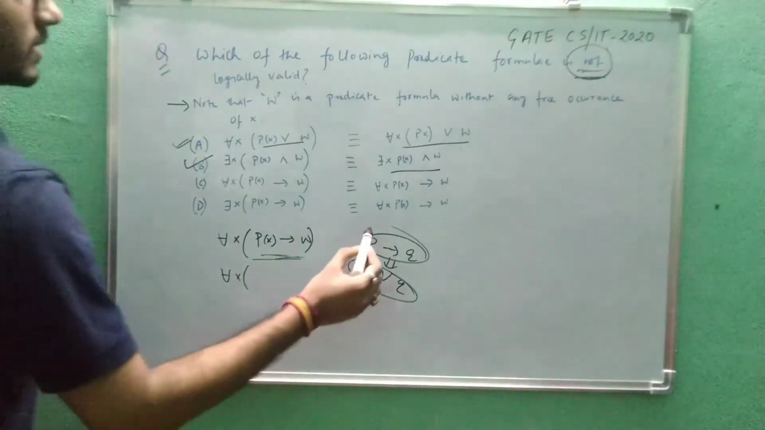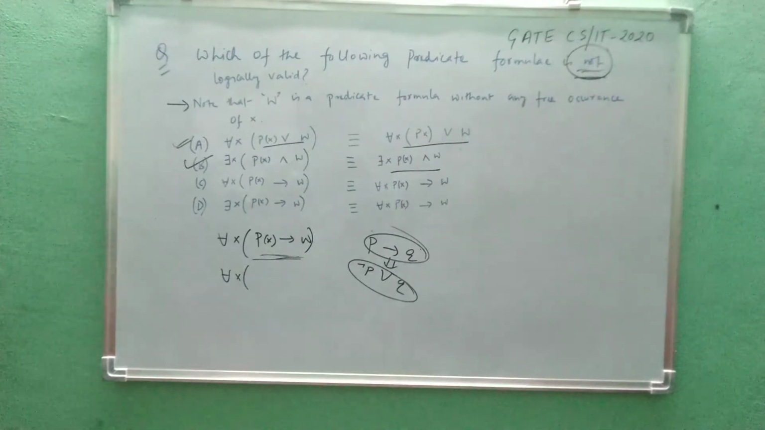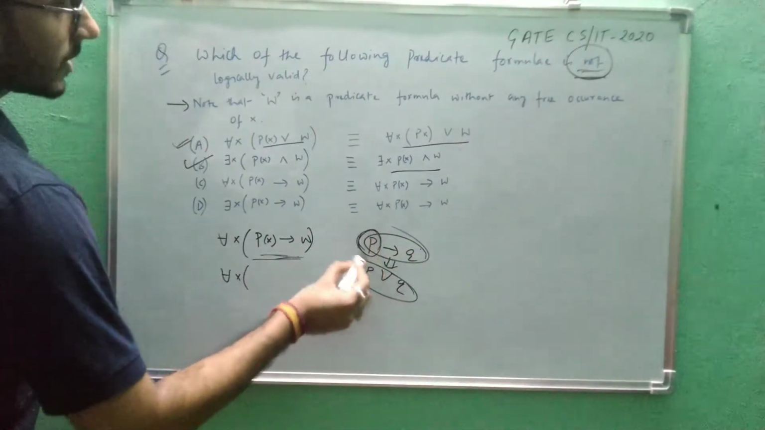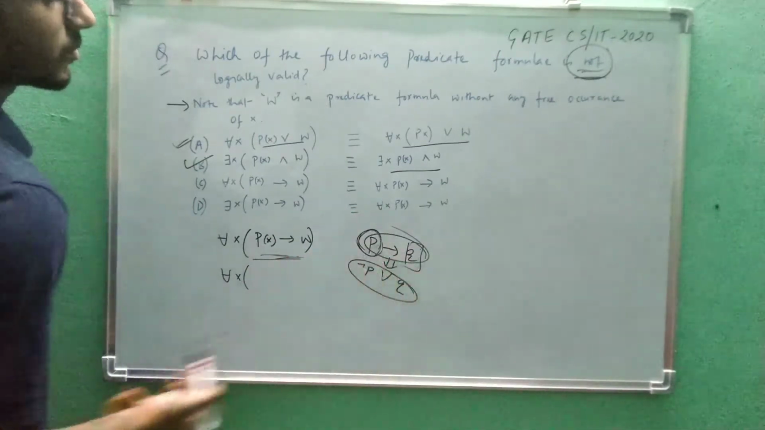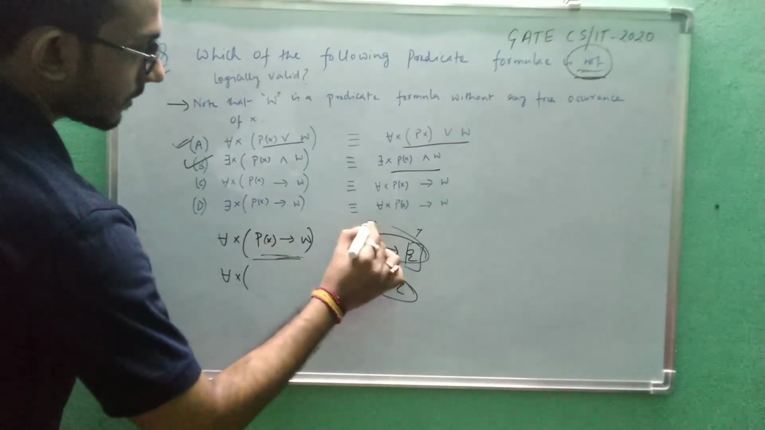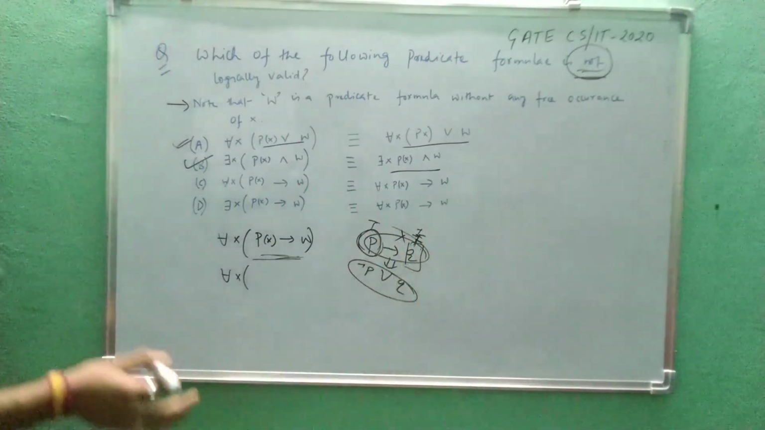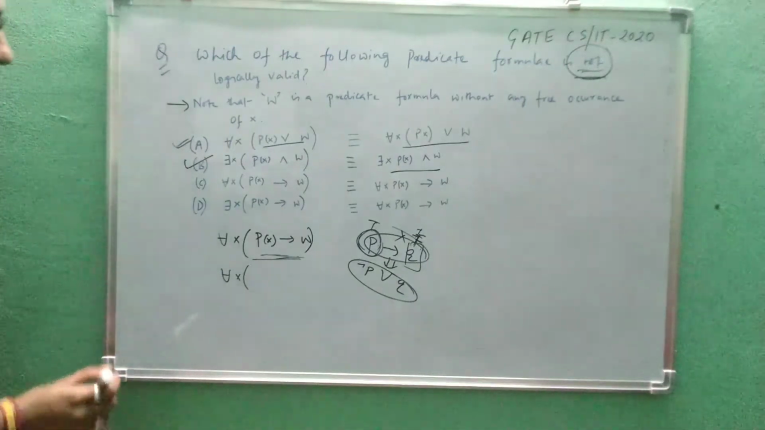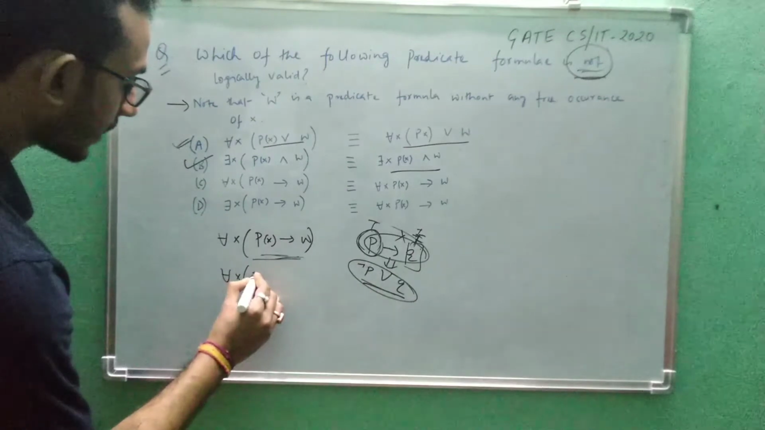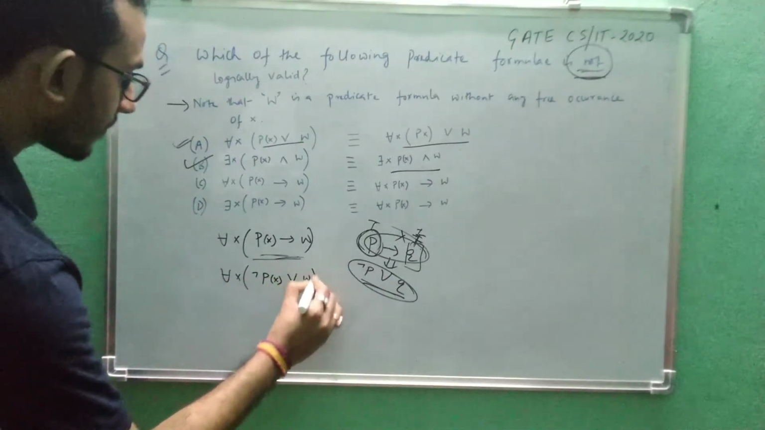Fine. If P is true, this has to be true. Now if P is false, this condition is only false, so whatever the result is, it doesn't matter. So this will be true. The main thing is that if this is true, this has to be true. This cannot be false. Similarly, we can write it as not of P of X union W.